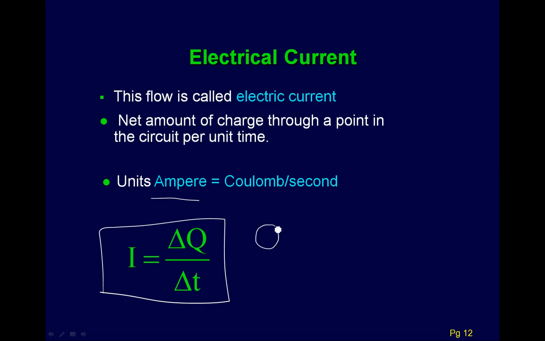And if we just make a little wire here, and we make some sort of, so here's like a little cross-sectional area of the wire. The way this works is the current is how much charge passes through that area per second.